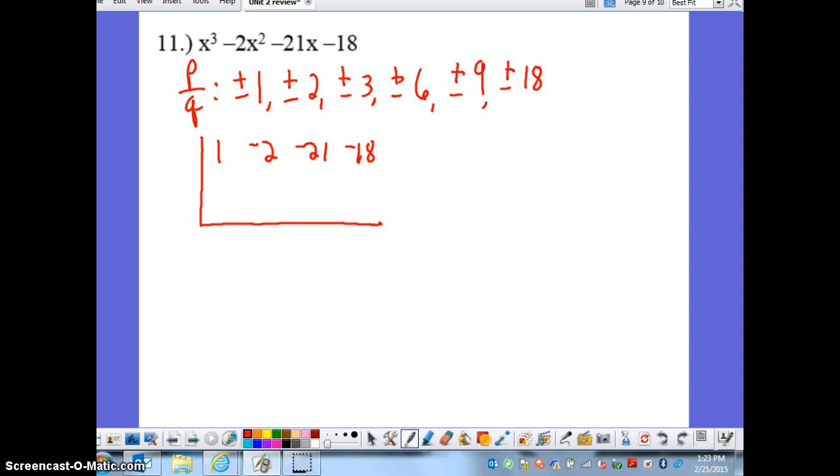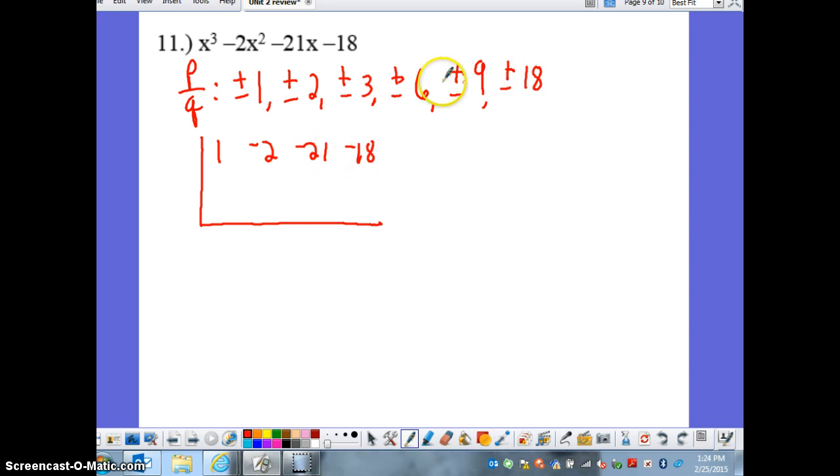So when I do this, I have to first look at the p and q's. The p's are the multiples of the last term, in this case the negative 18. Q's are the terms of the first term, in this case 1. Then you divide them. So I have those written out here already, plus or minus 1, 2, 3, 6, 9, and 18. And then from here we have, again, just using synthetic division, the 1, negative 2, negative 21, and negative 18 from the original problem.